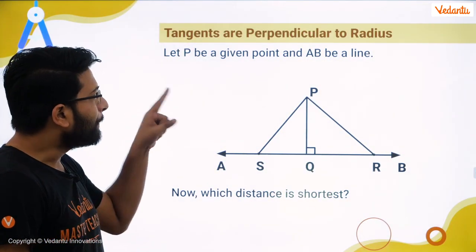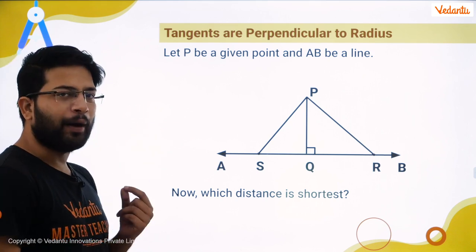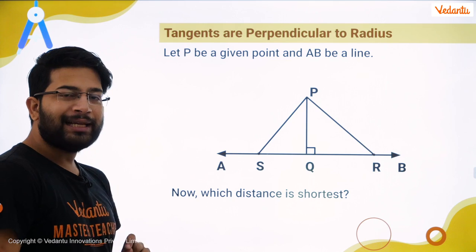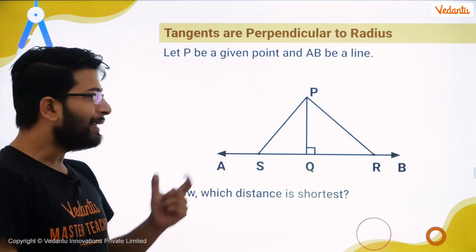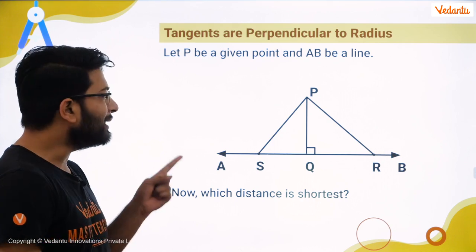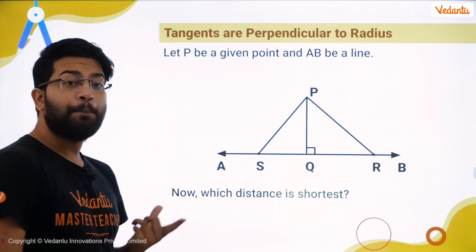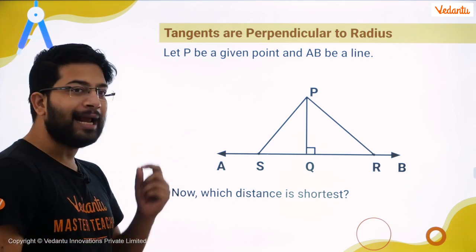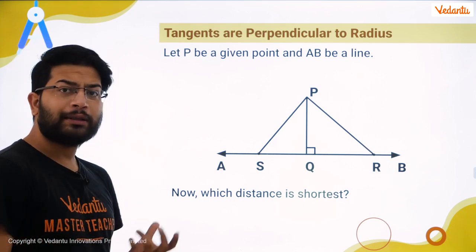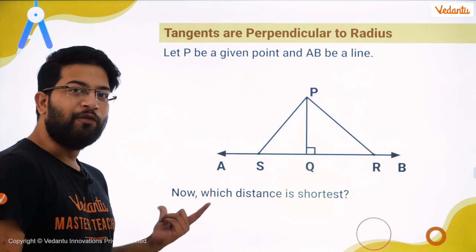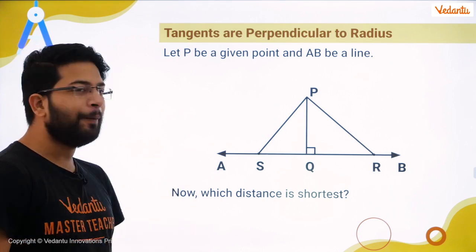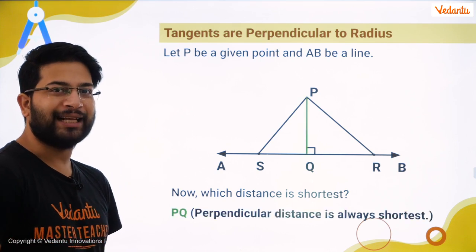Let's say that point P is any given point and we have a line AB also. Now we can see the point P and the line AB have different distances, like the distance PS, the distance PQ and the distance PR also, right champ? So can we find out which of these three distances is the shortest? What do you think? Out of PS, PQ and PR, which one is the shortest distance?